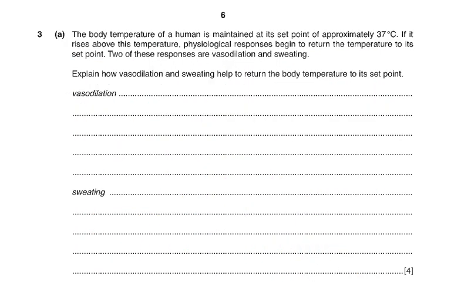Coming to the last question, question number 3. The body temperature of humans is maintained at its set point of approximately 37 degrees Celsius. If it rises above this temperature, physiological responses begin to return the temperature to its set point. Two of these responses are vasodilation and sweating. Explain how vasodilation and sweating help to return the body temperature to the set point.